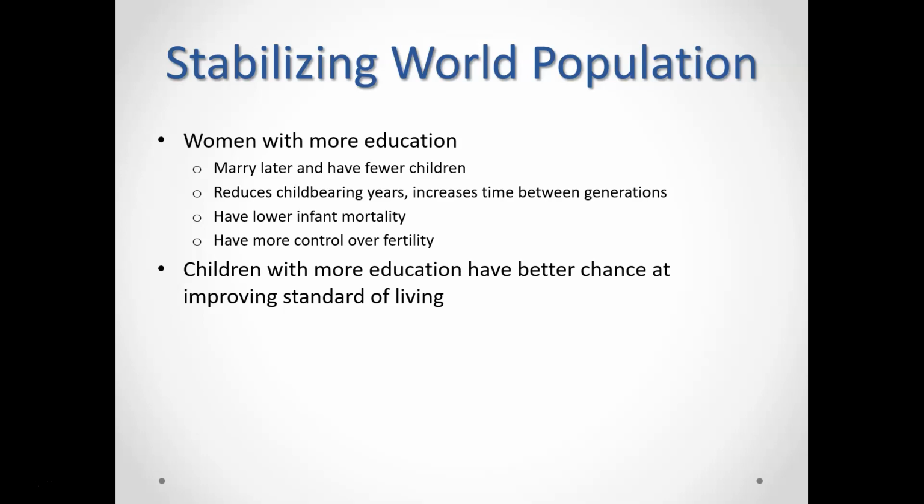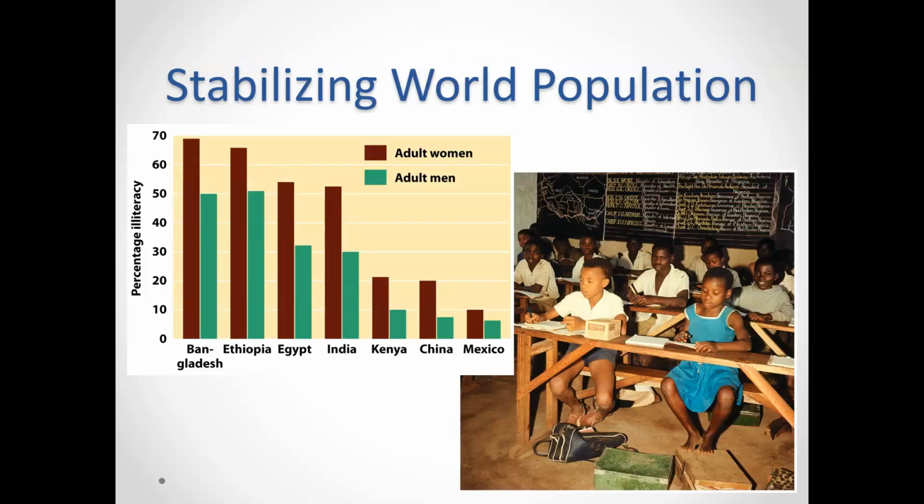So if there's one thing you take away from how we can reduce overall fertility rates worldwide, we need to improve education. Give women an education and give children an education. Those things will directly lead to improved standards of living and will greatly help to decrease fertility rates worldwide. So again, education is incredibly important.